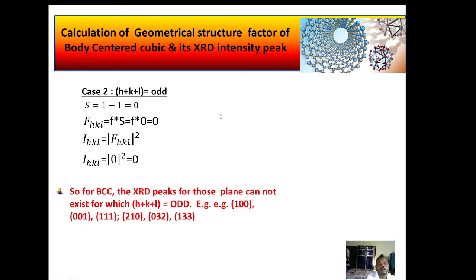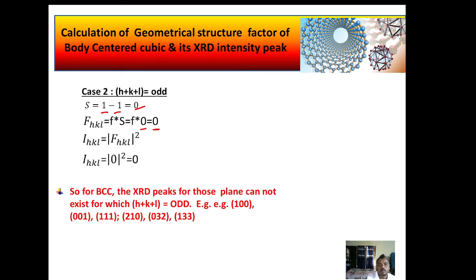Now for the odd case, let us see. For the odd case, s is equal to 1, then the exponential factor becomes minus 1, so 1 minus 1 is equal to 0. So now what about this geometrical structure factor then? So f into 0, so this gives us 0.